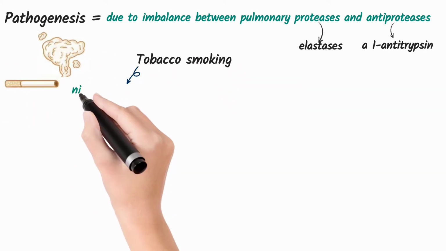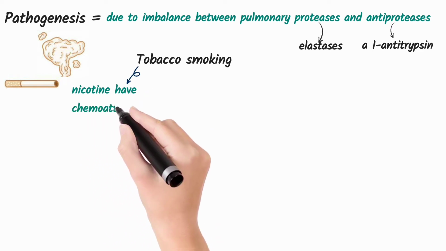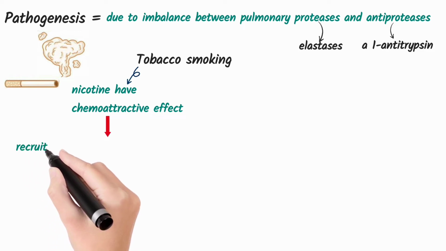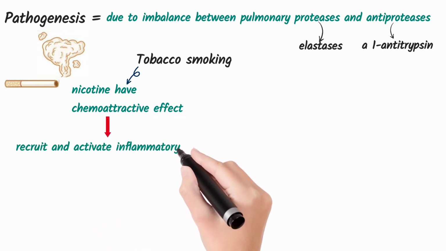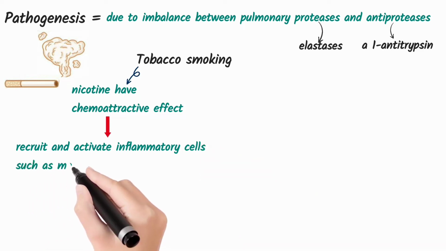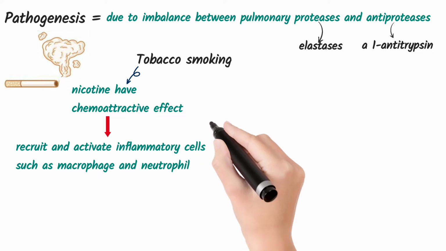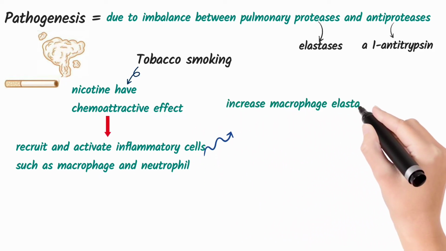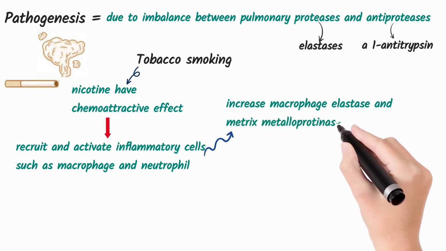Tobacco smoking is the major risk factor for emphysema, and tobacco contains nicotine which has chemoattractive effects. It recruits and activates inflammatory cells such as neutrophils and macrophages. Now, these inflammatory cells have proteases like elastase and matrix metalloproteases.